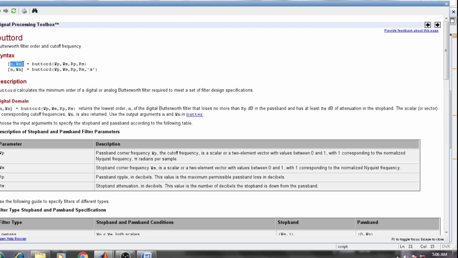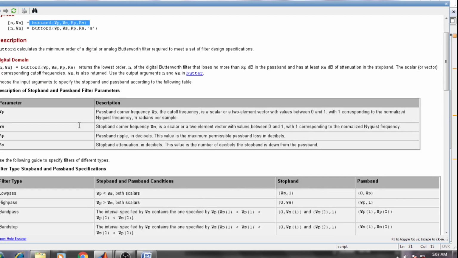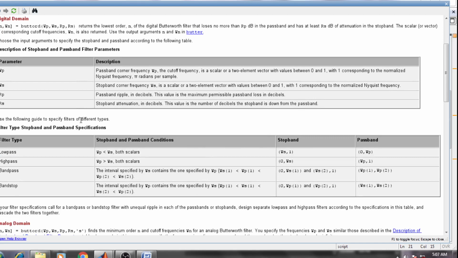It is written in square brackets because here we are going to collect multiple variables. Square brackets themselves indicate a multiple variable declaration. If you are collecting a single variable, then only n or only wn will be written. But here n and wn are the results from buttord, so that's why it is kept in square brackets. Then buttord is written along with all four parameters, and again the names wp, ws, rp and rs will be the same.